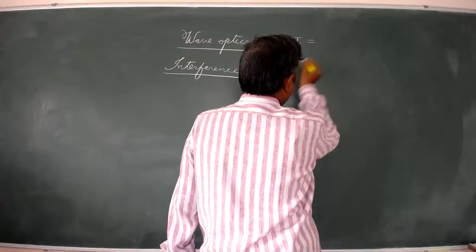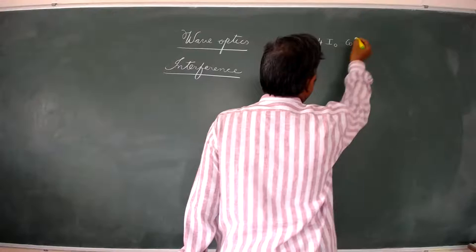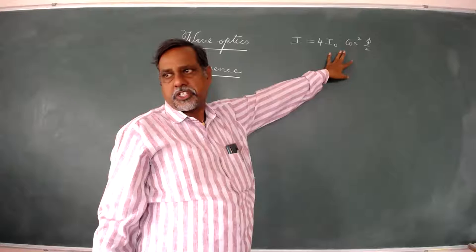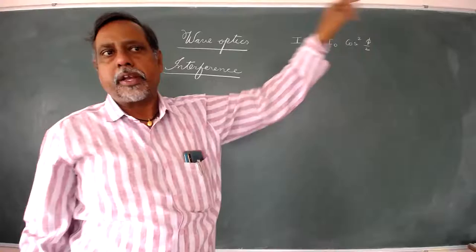So that is equal to initial intensity into 4 I naught cos square phi by 2. Right? Whether this intensity is maximum or minimum, that completely depends upon this RHS part. In that RHS part, this cos square phi by 2 is more and more important. This is what you need to understand.